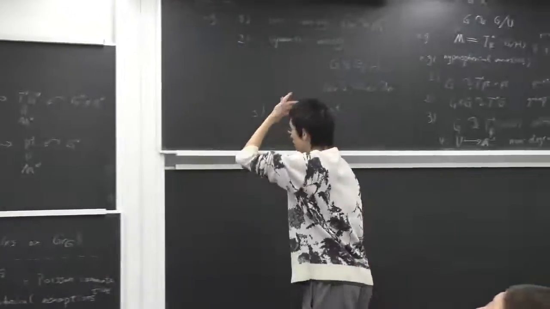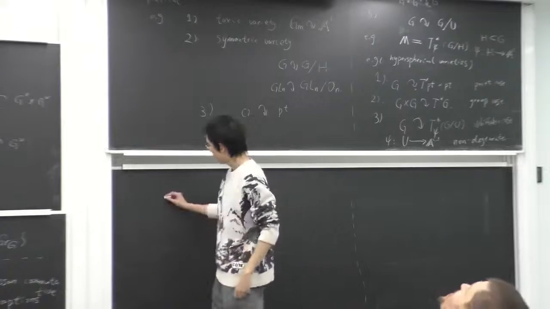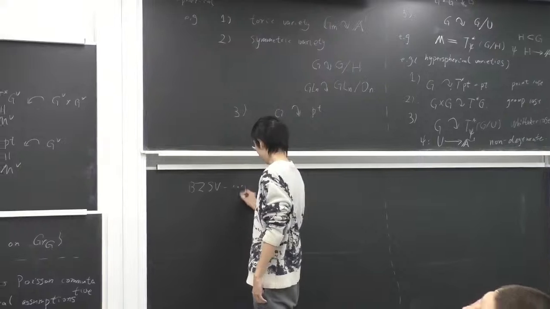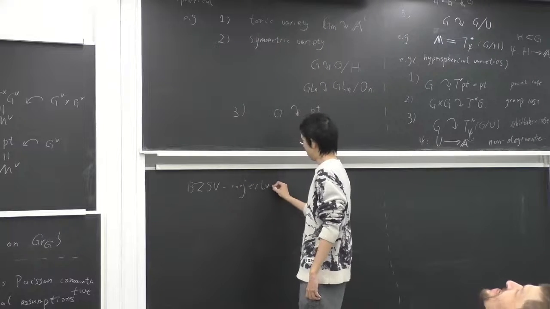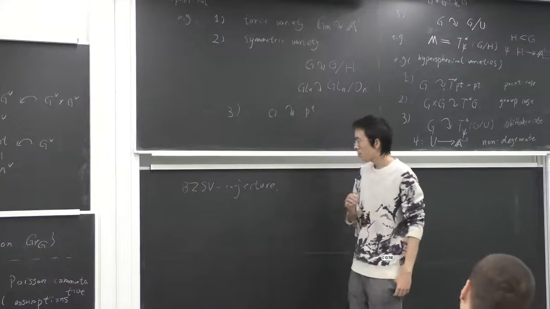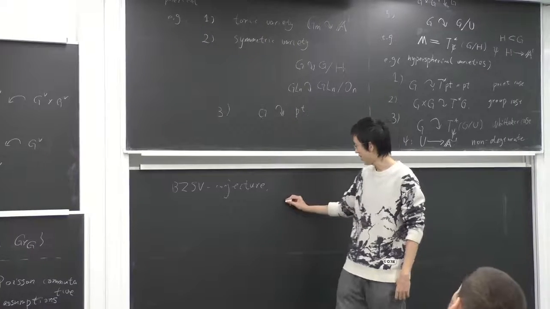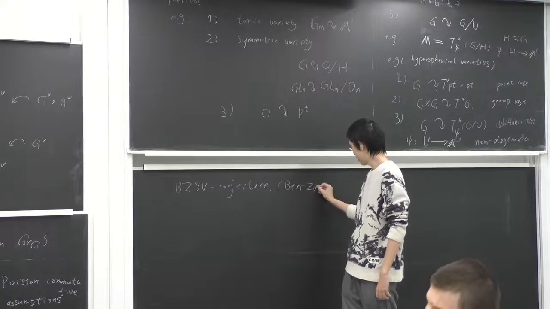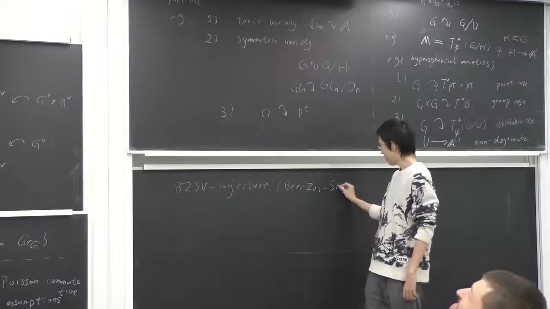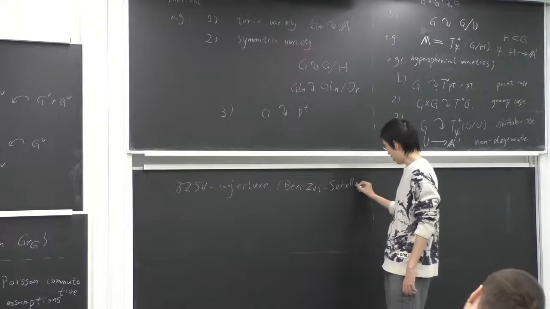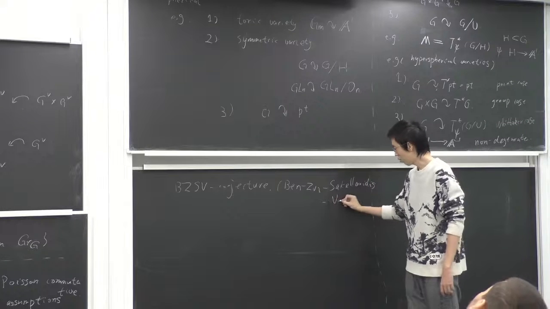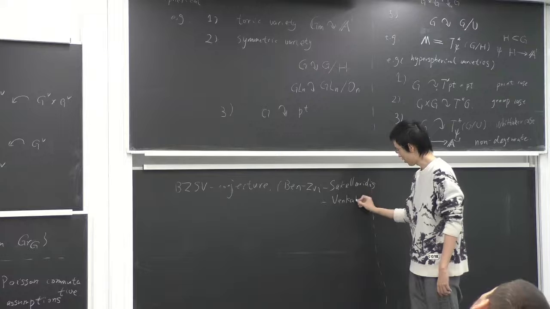Yeah. So now let us mention the Ben-Zvi-Sakellaridis conjecture. Here for Ben-Zvi-Sakellaridis, we mean Ben-Zvi, Sakellaridis, and Venkatesh.